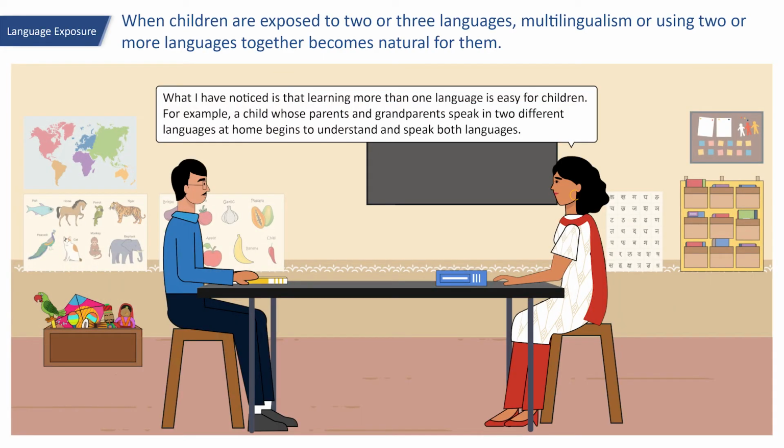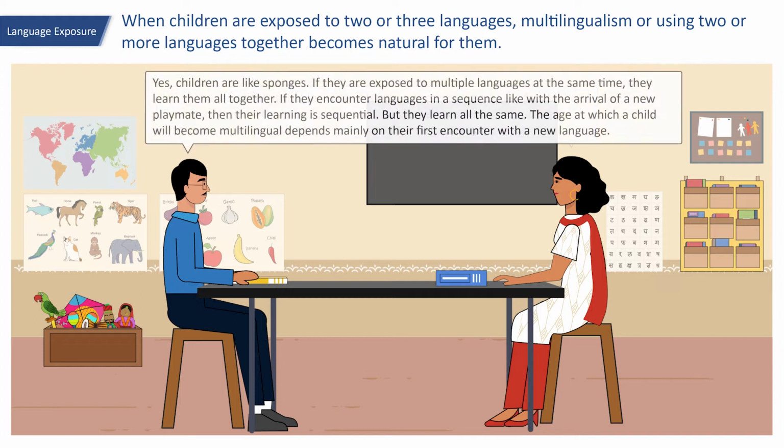What I have noticed is that learning more than one language is easy for children. For example, a child whose parents and grandparents speak in 2 different languages at home begins to understand and speak both languages. Yes, children are like sponges. If they are exposed to multiple languages at the same time, they learn them all together. If they encounter languages in a sequence, like with the arrival of a new playmate, then their learning is sequential. But they learn all the same. The age at which a child will become multilingual depends mainly on their first encounter with a new language.